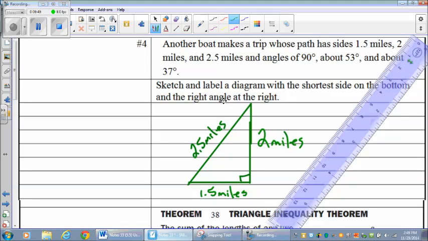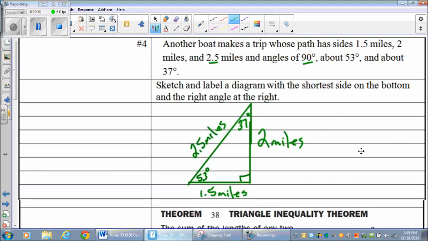Now, do realize I looked at the 90 degrees being the largest degree measure, and I looked at the side measurements, realizing the 2.5 was the longest side. That's why I drew the 90-degree and the 2.5 across from it. And the smallest side would have to have the smallest angle. So that means up here is a 37-degree angle. And then that means over here would be a 53-degree angle, being the middle length. Okay. I can grab a hold of that and get rid of that. Okay.